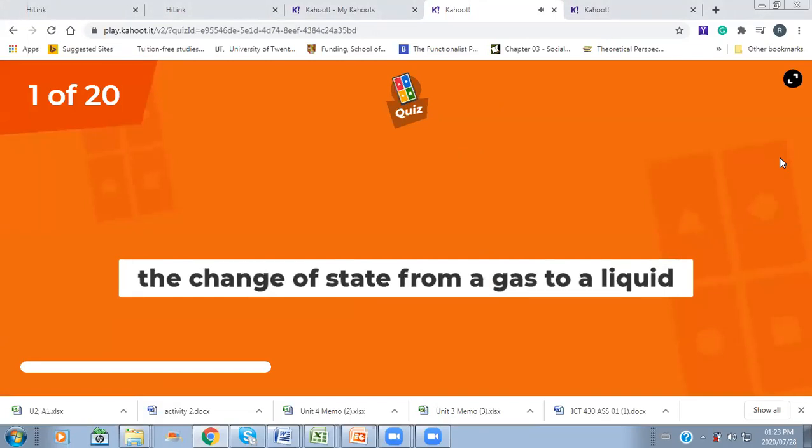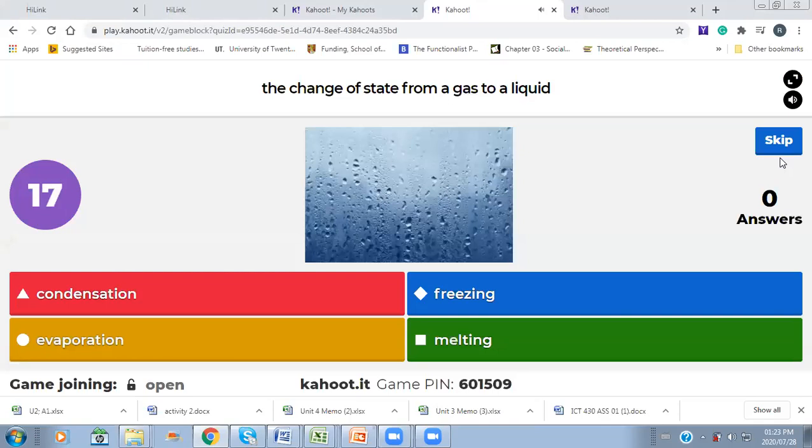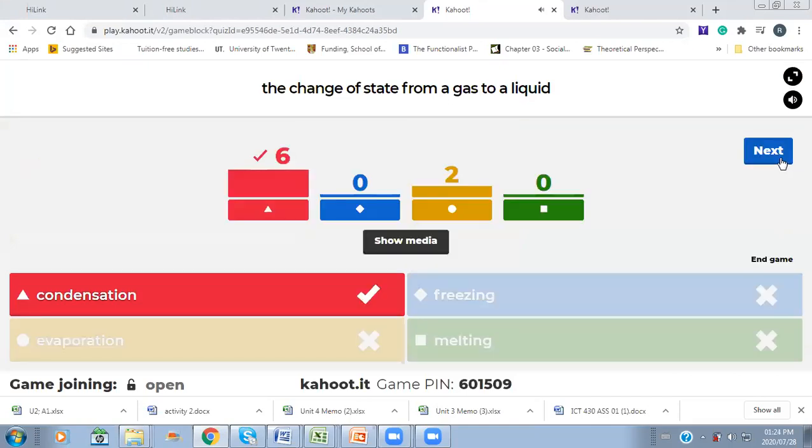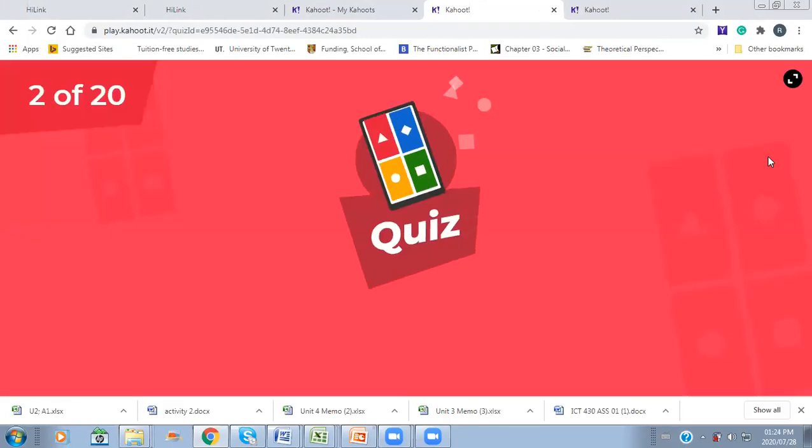3, 2, 0, 1, then we start. The change of state from a gas to a liquid. What is it? Okay, 6 got this one right. Let's go on. All right, so you all got it there. Let's go on. Question 2.